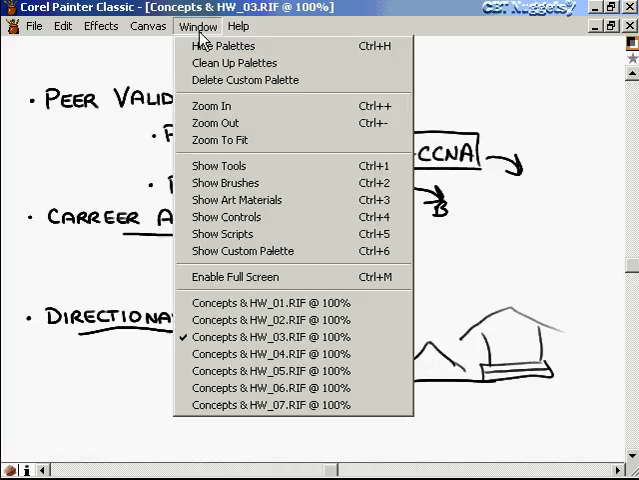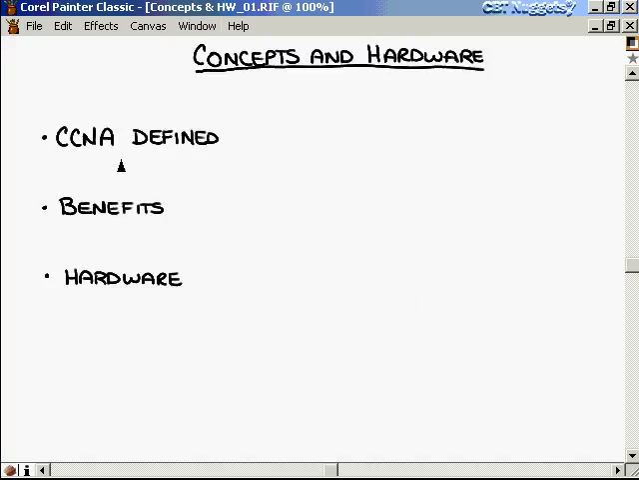So far in this nugget, we've defined exactly what a CCNA is, and we've also talked about the benefits associated with becoming a CCNA. What we're going to do now for the rest of this nugget is look at the hardware that we're going to use within this series of developing your knowledge in the CCNA objectives.